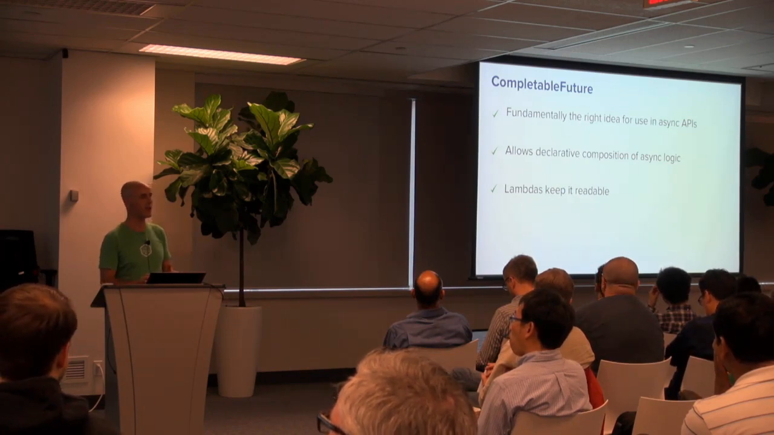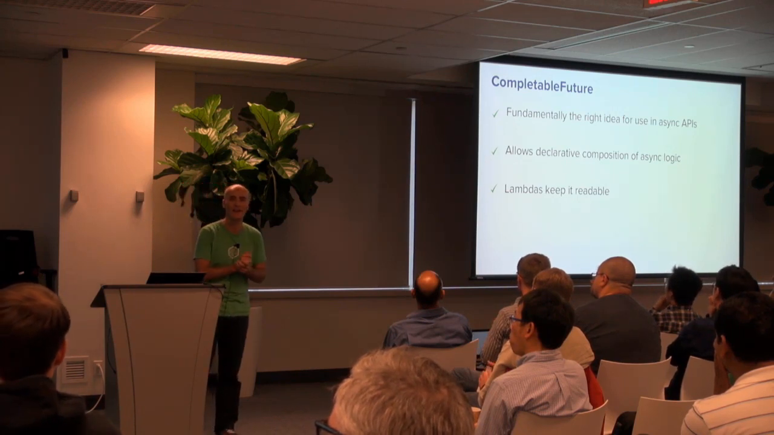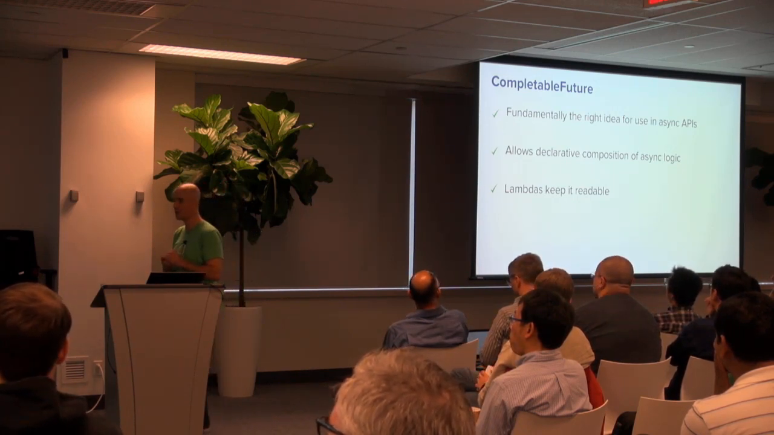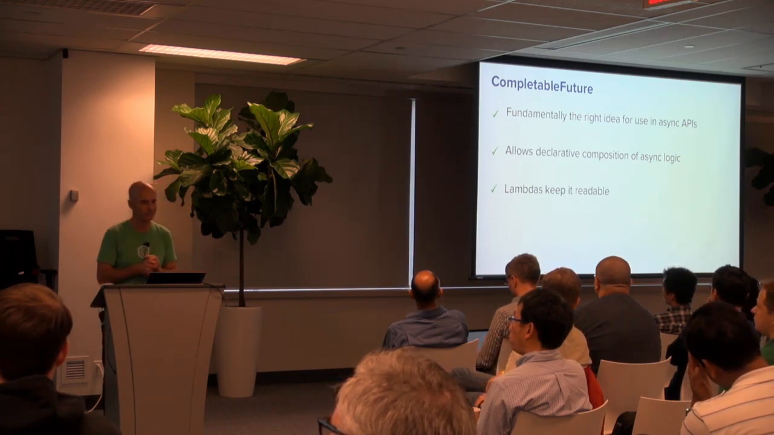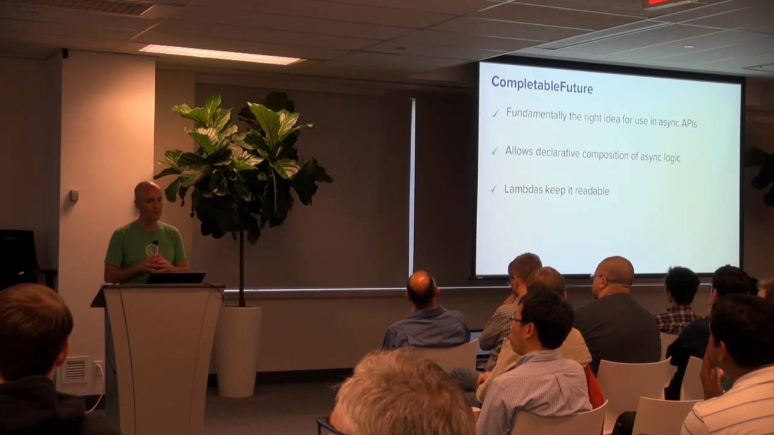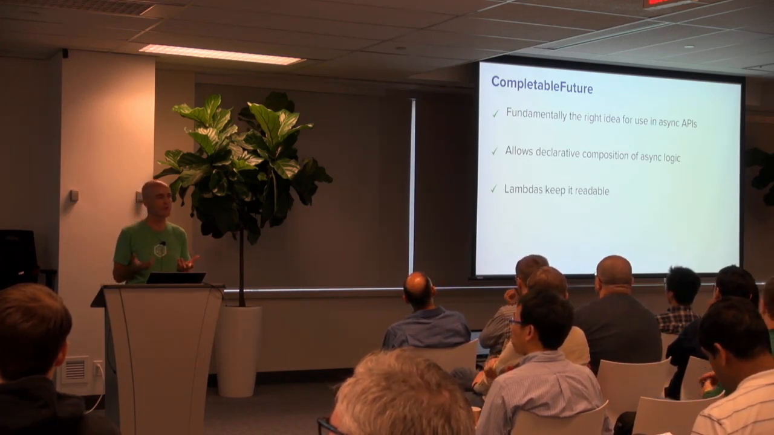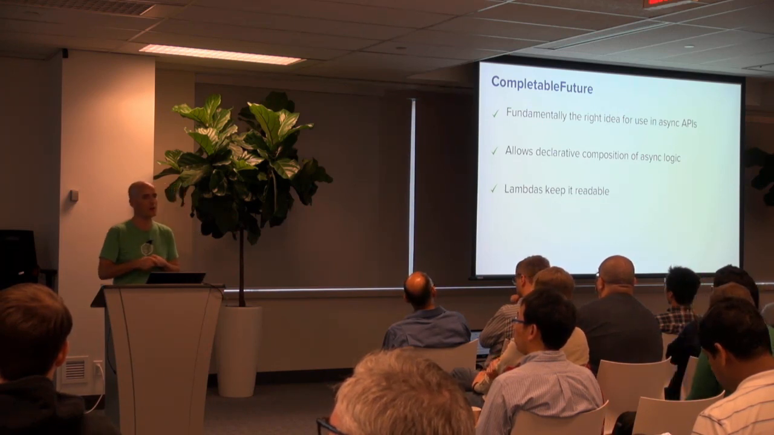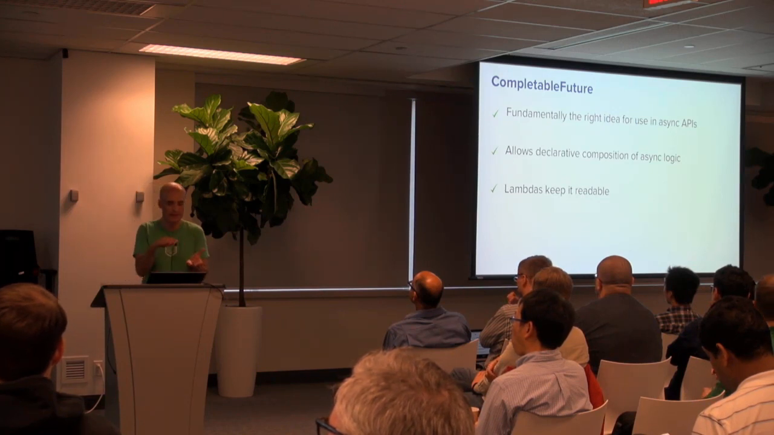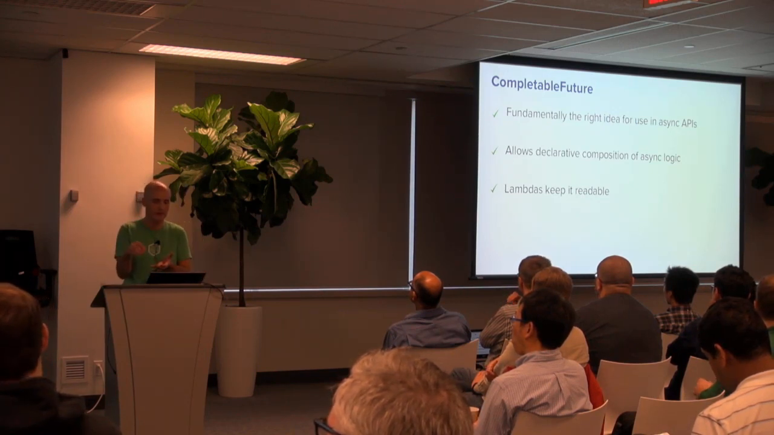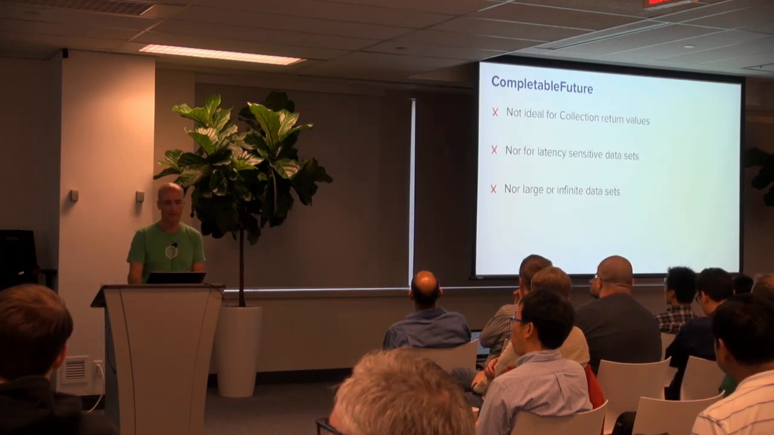And if it looks like a scary new world, well, asynchronous programming is not easier. I'm not promising that. And we'll come back to the question of when you do that and whether you should do that. But these are topics that we need to get into. So CompletableFuture is fundamentally the right idea for use in async APIs. It has declarative composition of async logic, which gives you a nice mechanism for declaring callbacks. You're not nesting your callbacks all the time, but you can just keep declaring what should happen next. And the lambdas keep it very readable.